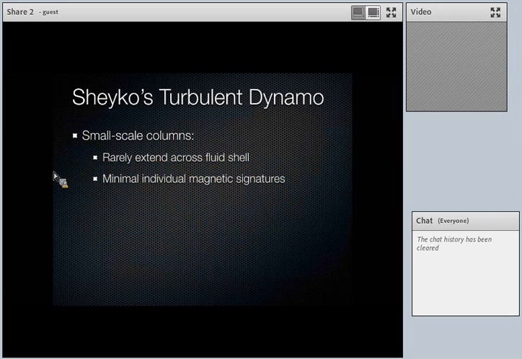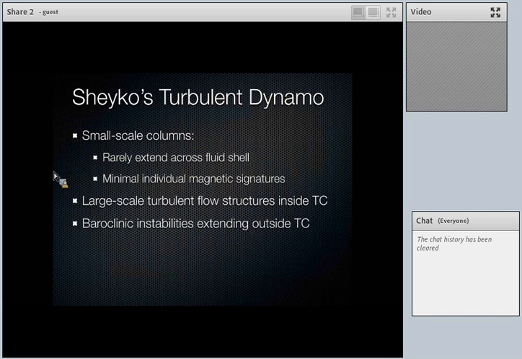So this is the one, what I would argue, strongly turbulent dynamo model that's out there. Very low viscous forces. And so then you get small-scale columns. They rarely extend across the fluid shell. They don't obviously produce any individual magnetic signatures like they do in the Ekman roughly 10 to the minus 4 experiments. There are some large-scale turbulent flow structures that appear to form some big vortices inside the tangent cylinder at very high latitudes. And maybe there are baroclinic instabilities extending outside the tangent cylinder.